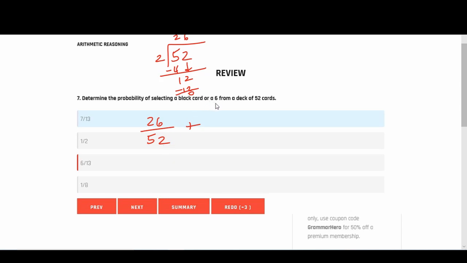And this one says or a 6. Okay? Now, in each deck of cards, each number is there 4 times. So there's a 6 of diamonds. There's a 6 of clubs. There's a 6 of spades. You got clubs, diamonds, spades, and hearts.